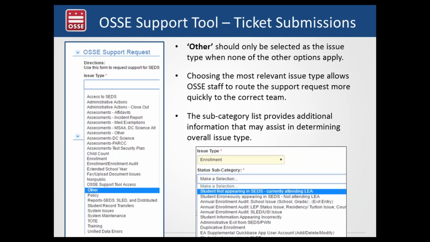Another reminder, when you are doing a ticket, please do not use the other category unless your issue truly does not fit any of the issues or subcategory issues. This slows down the process because when tickets come in, we have staff that are gatekeepers, and they will route the question. If they see what category it is, they can quickly route that question to the appropriate team so that they can start to work on it right away.